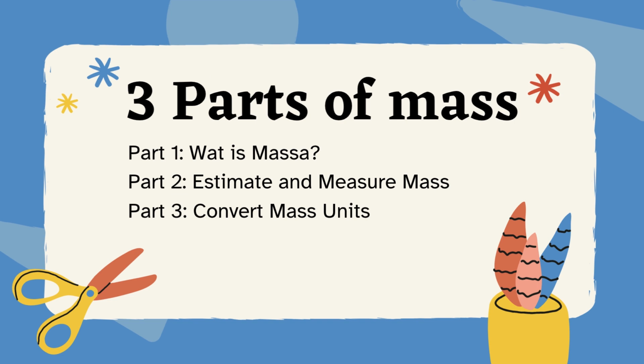Part 2 is estimation: estimate the mass and measure mass. This part is all about how we guess the weight of something using our knowledge and then how we measure it to see if we are close to our final answer. Part 3 is to convert mass units. We will learn how to change from kilograms to grams or grams to kilograms by using multiplication and division. Each part is important, and if you listen carefully, you'll be able to do math questions easily and even explain it to someone else. Are you ready? Let's go to part 1.